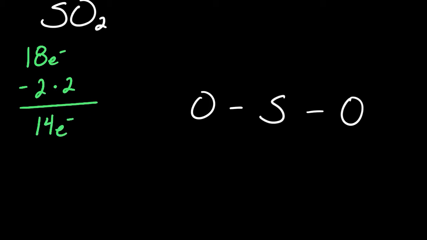We start distributing those 14 electrons by completing the octet for each oxygen. So each oxygen is going to get 6 non-bonding electrons to bring it to a total of 8. Six non-bonding electrons on each oxygen uses 12 electrons out of my 14. That means I have 2 electrons remaining.